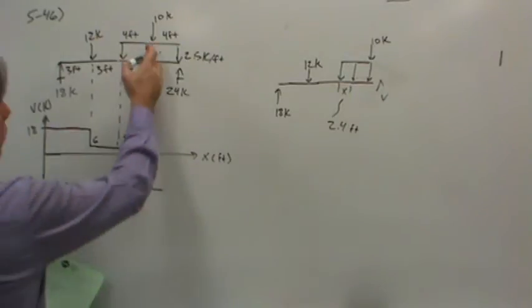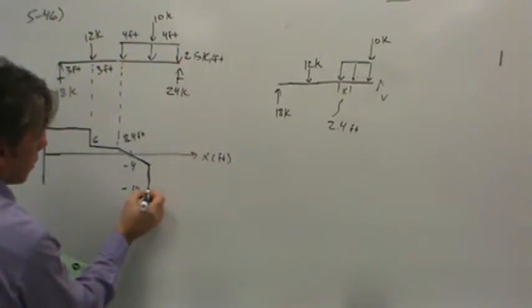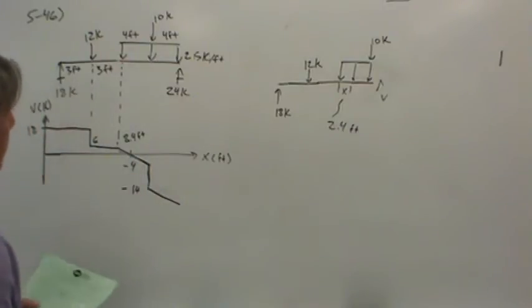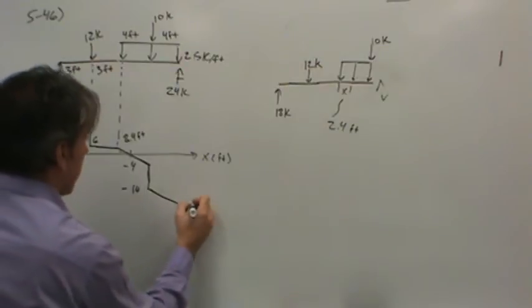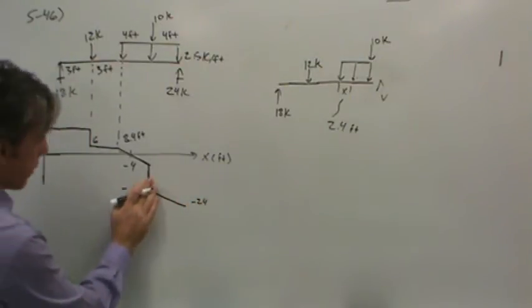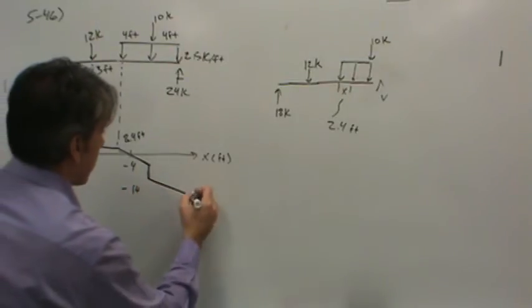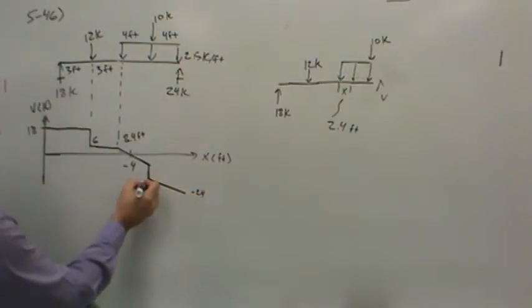And then what? Well, the distributed load continues to add. So we just move down at the same slope that we were before. How much? Well, another 10 down, which will take us down to -24. I'm going to cheat just a little bit and move this up so I have enough space later. -24, so there's our -14 point.